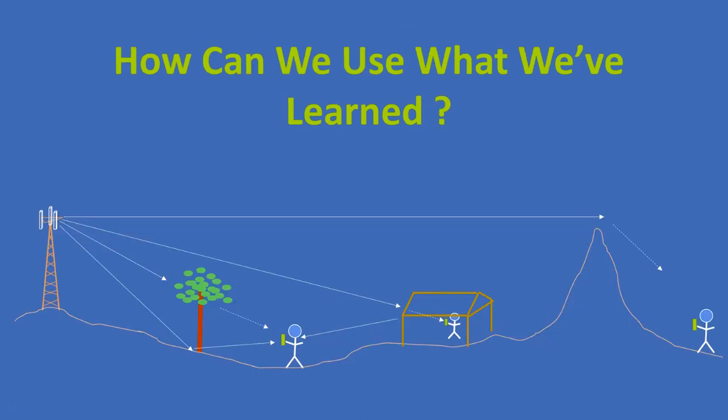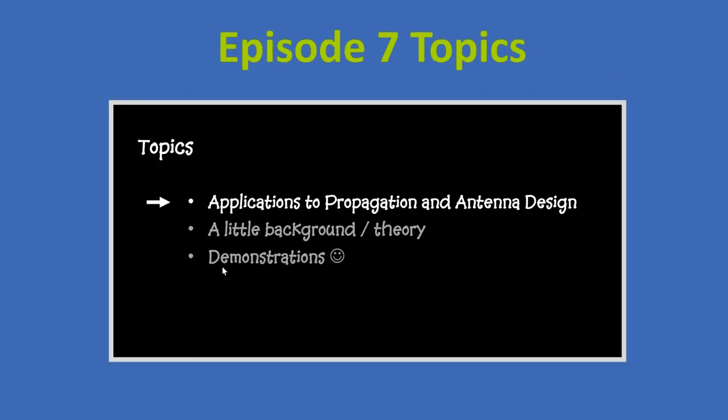And that kind of antenna design is central to things like cell towers. But once the signal leaves the cell tower and heads towards a user, we need to understand how much of that signal is going to reach the user and how it's going to get there. And you can see some reflection off a building here, reflection off ground, absorption in the trees, etc. So that's a lot to cover. And that's why what you're watching now is part one of episode 7. We're just going to cover the first bullet here. And then in part two of episode 7, we'll cover the theory and the demonstrations.